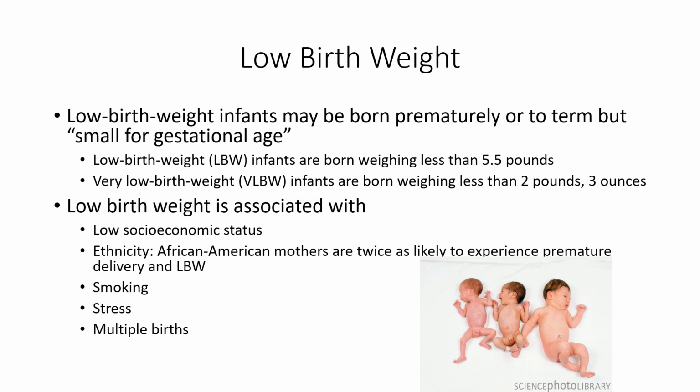So what is low birth weight associated with? Things like socioeconomic status affect birth weight. Those of lower socioeconomic status are likely to have smaller babies because they're getting improper nutrition. African American mothers are twice as likely to experience premature delivery and as a result low birth weight. Smoking can cause low birth weight, as we said before. Stress and multiple births too, simply because there isn't enough room in the womb for everyone.